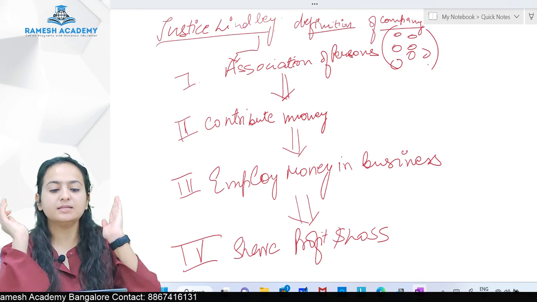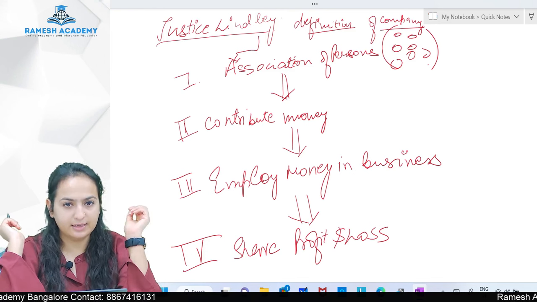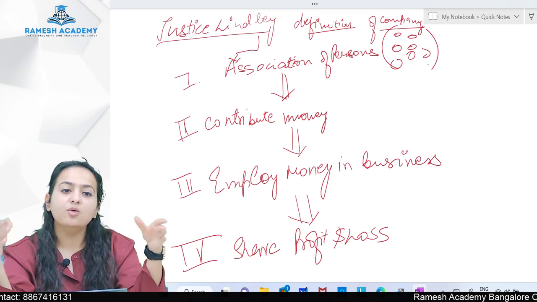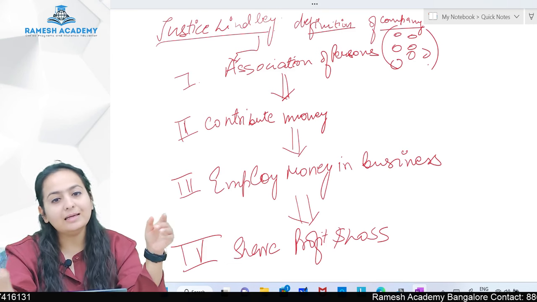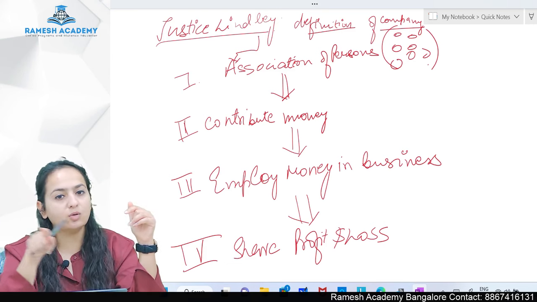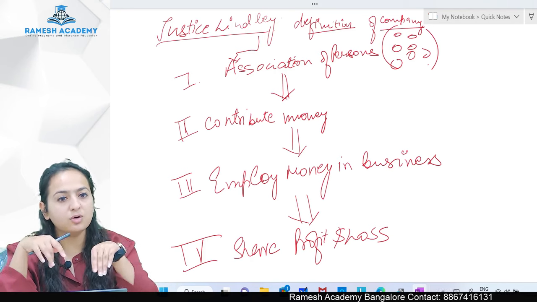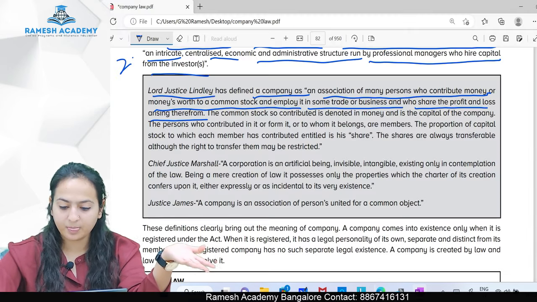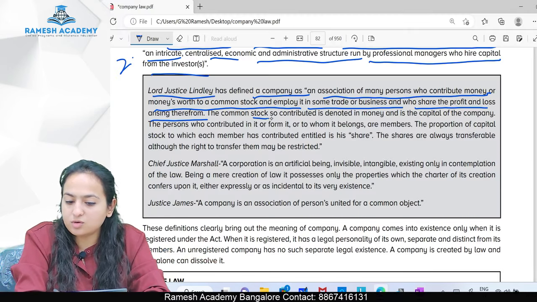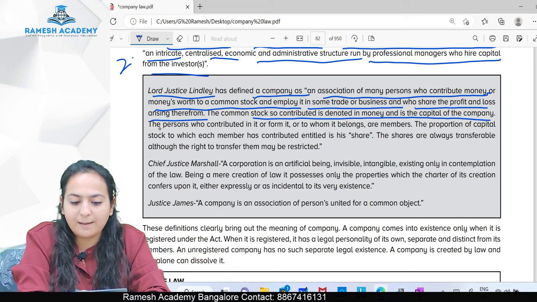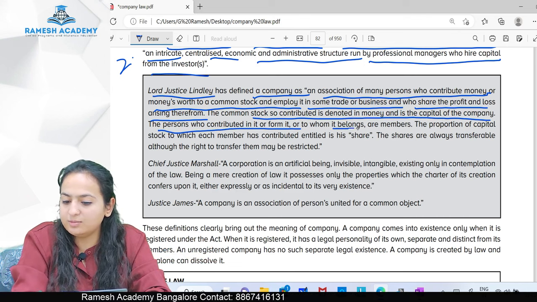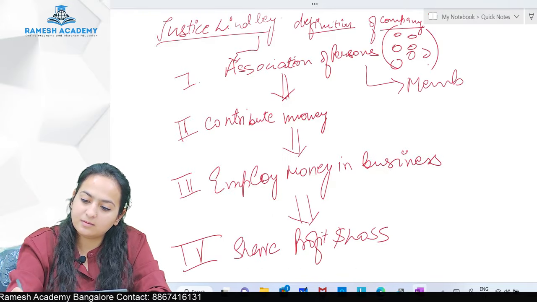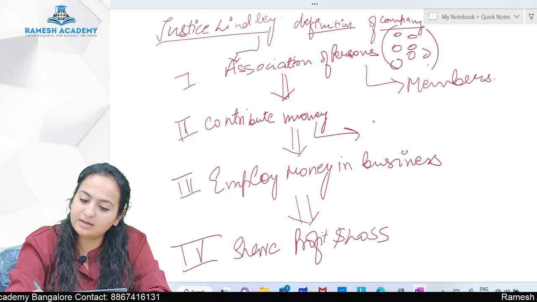So, what is the definition of company according to Justice Lindley? A company is an association of persons who contribute money and employ this contributed money in a business, and whatever revenue is generated from this business, they share the profit amongst them. Right? So the common stock contributed is denoted in money and is the capital of the company. The persons who contributed it are the members. So, the persons are members and the money is capital.